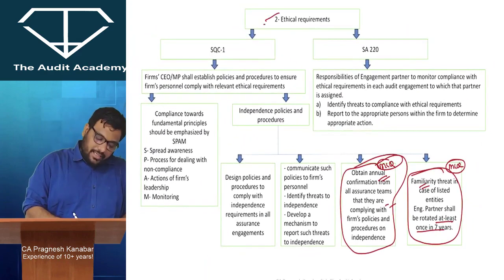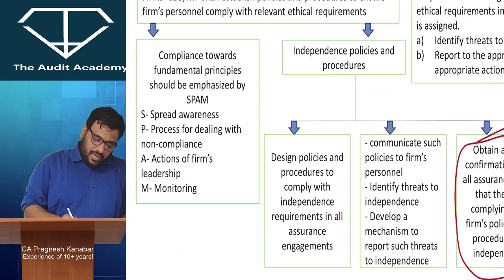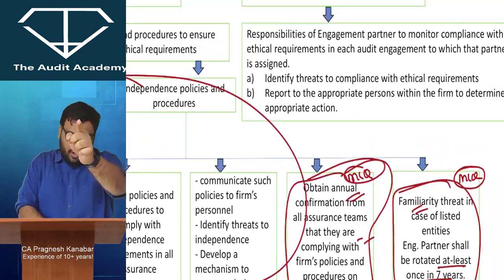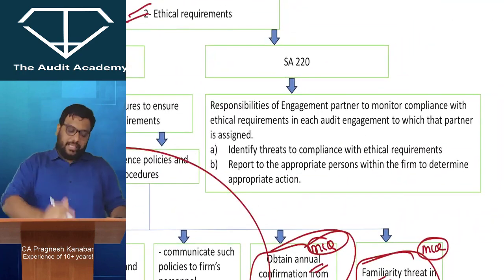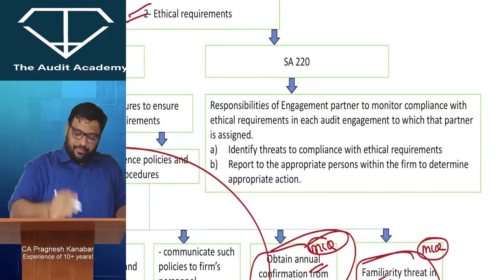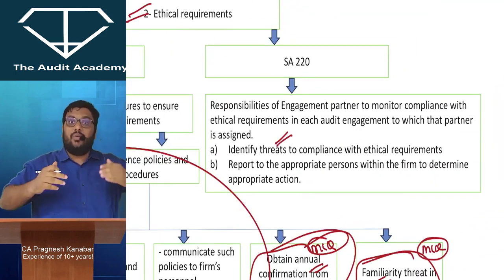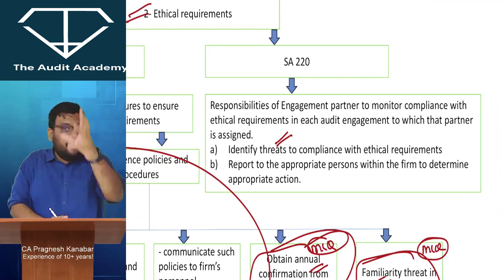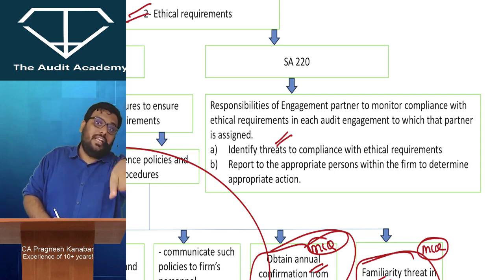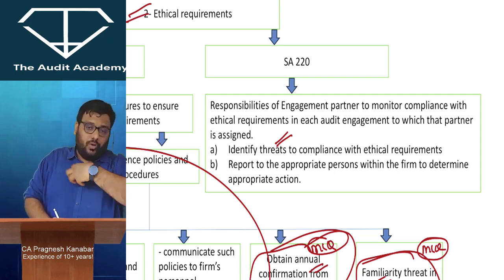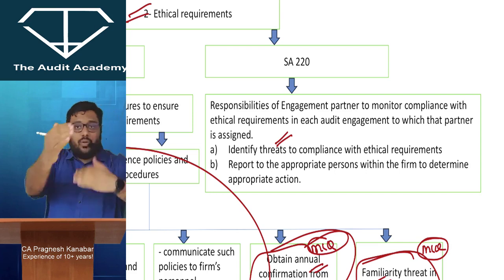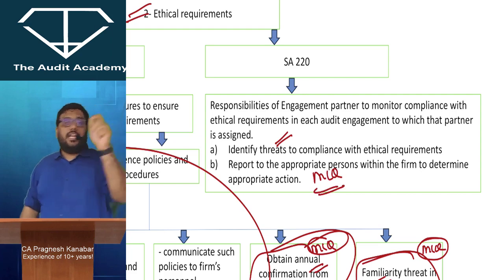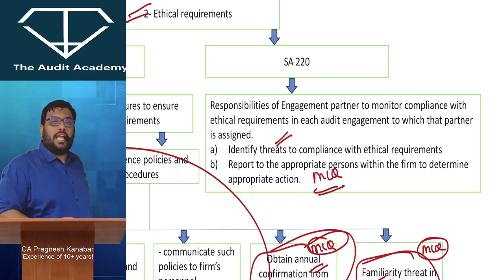So these are the ethical requirements as per SQC 1. The firm shall design the policies and procedures for these things. As an engagement partner, what will be your responsibility? Your responsibility will be first to find out whether there are any threats to independence, threats to compliance with ethical requirements. If there are such threats, then please don't take any unilateral action. You will have to report to the relevant person within the firm, and then both of us will decide and take appropriate action.